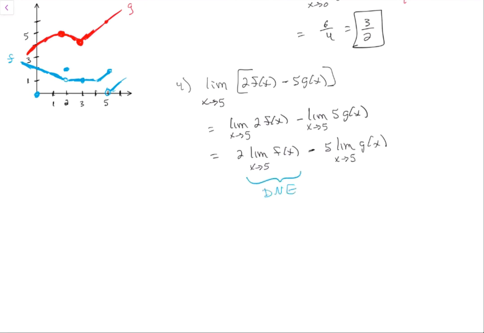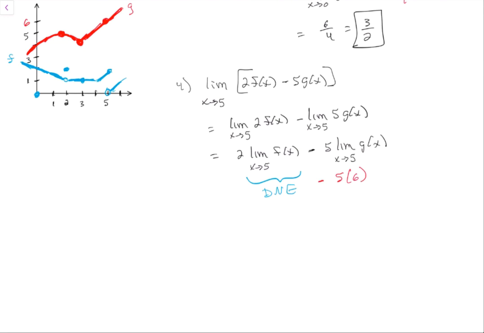Now when I look at the limit of g, it does have a limit that exists as x approaches 5. It looks like I tried to make this be the value of 6 there. So as we approach from the left, g is approaching 6. As we approach from the right, g is approaching 6. So I get 5 times 6 here.